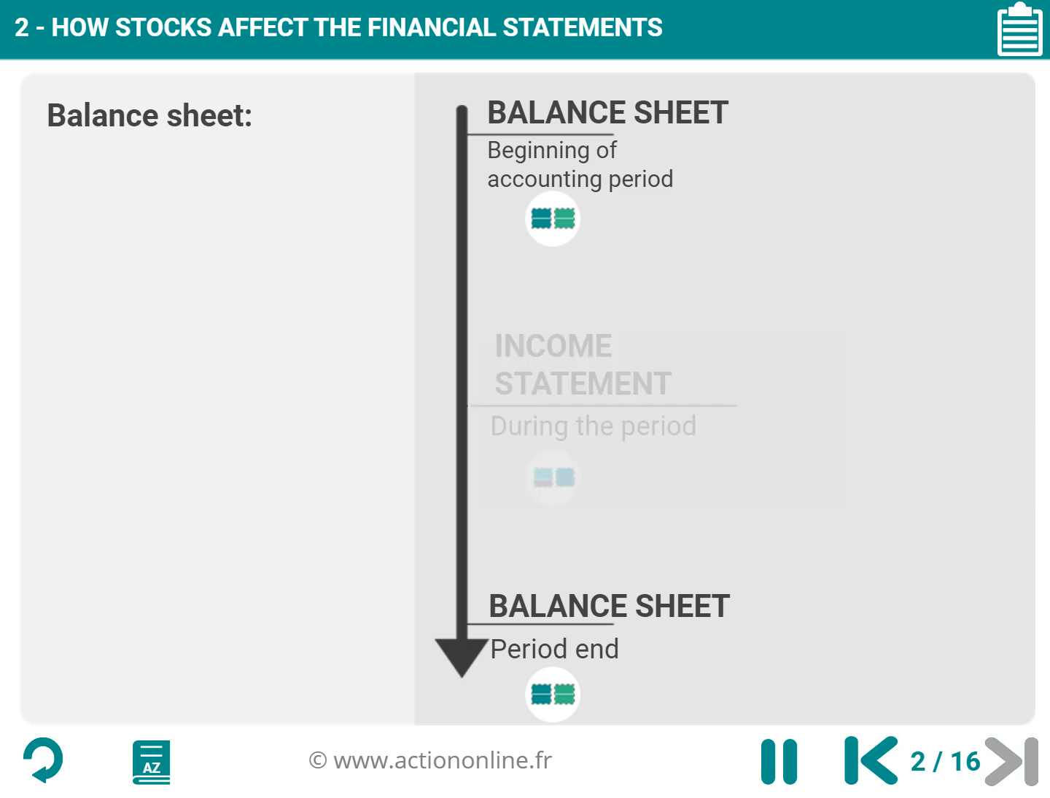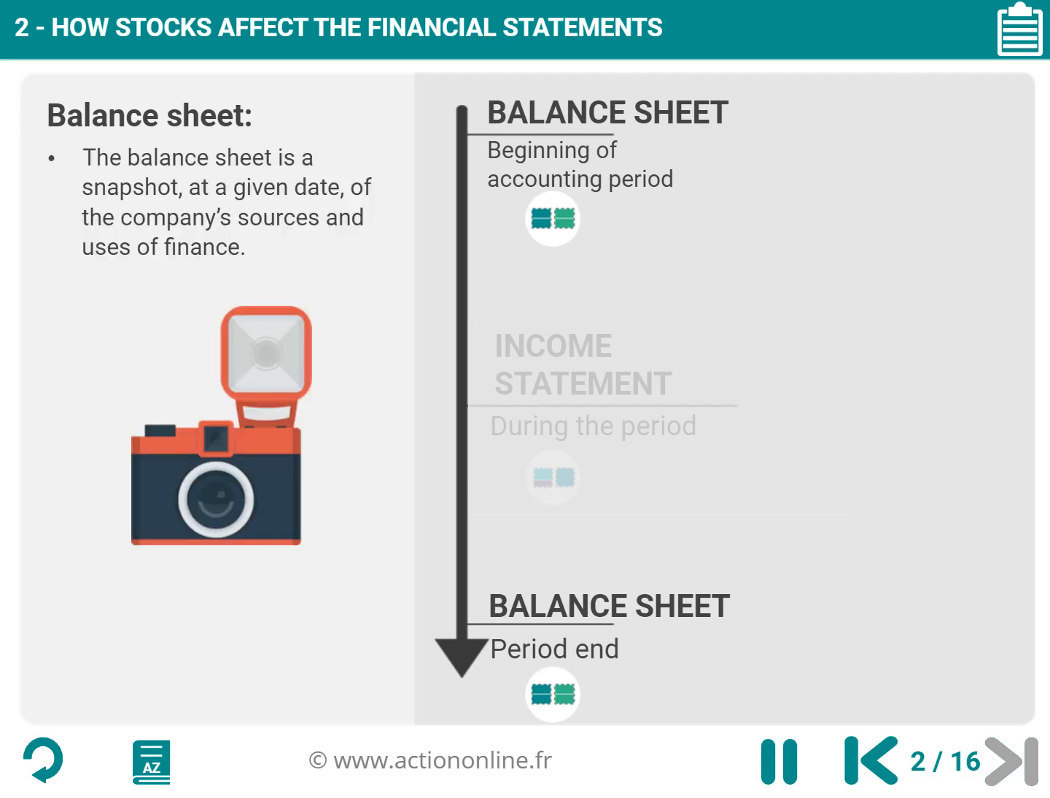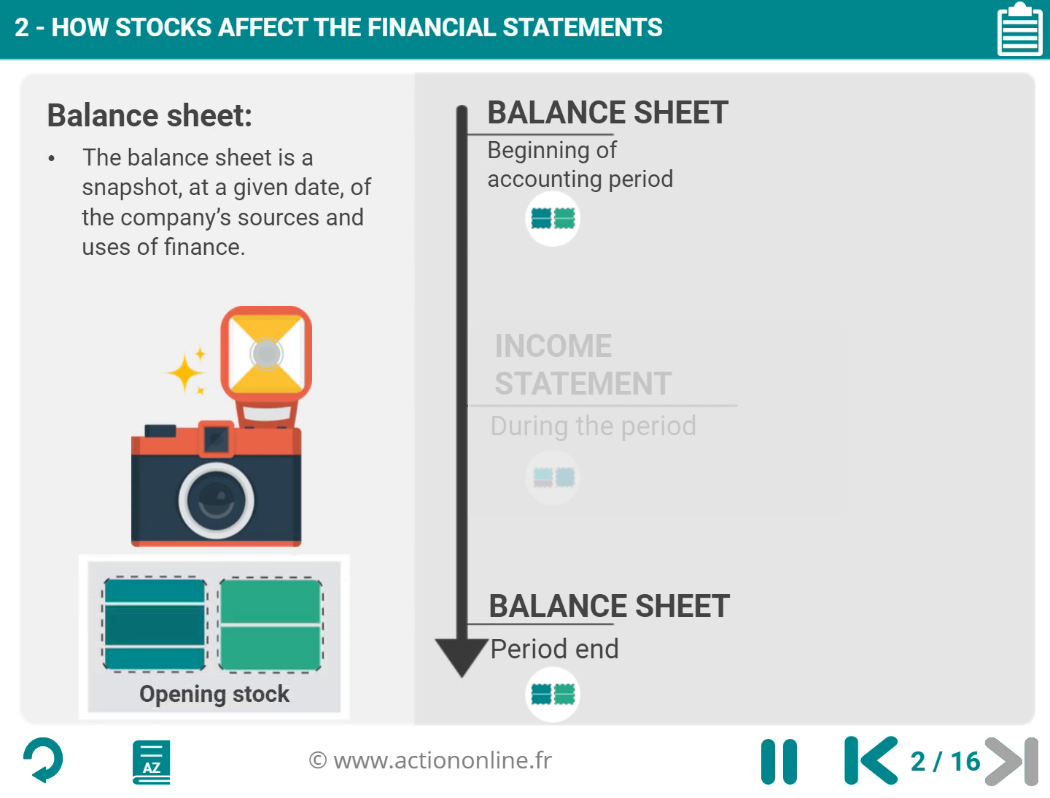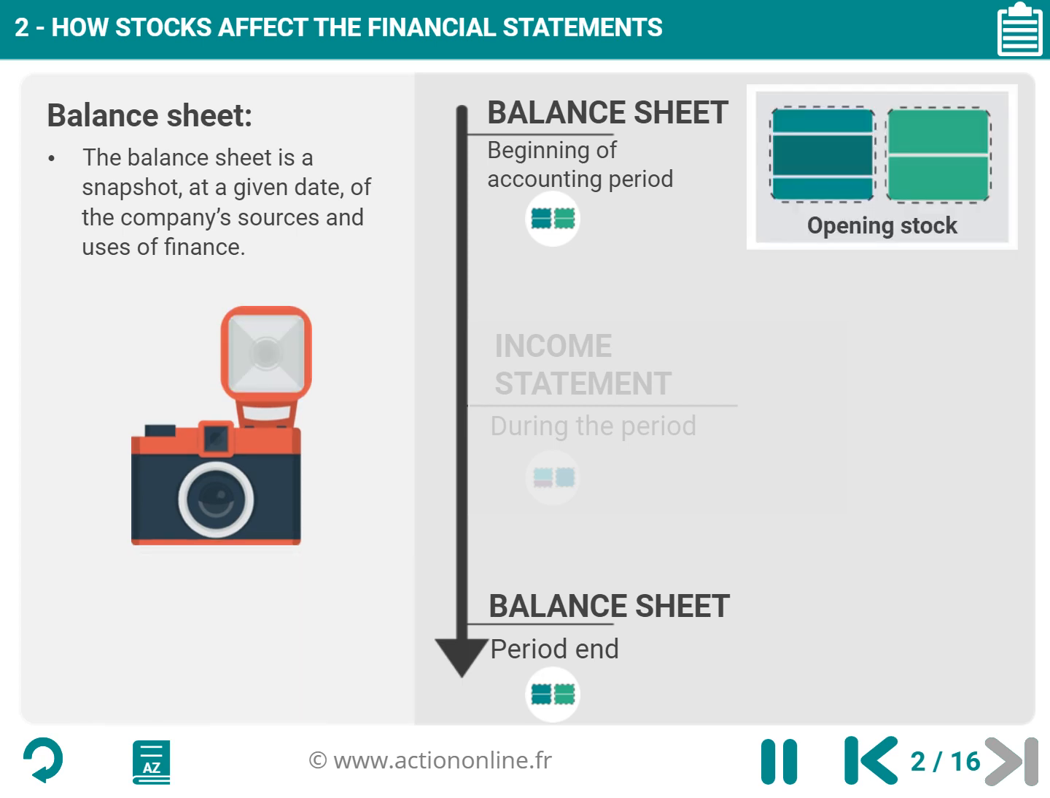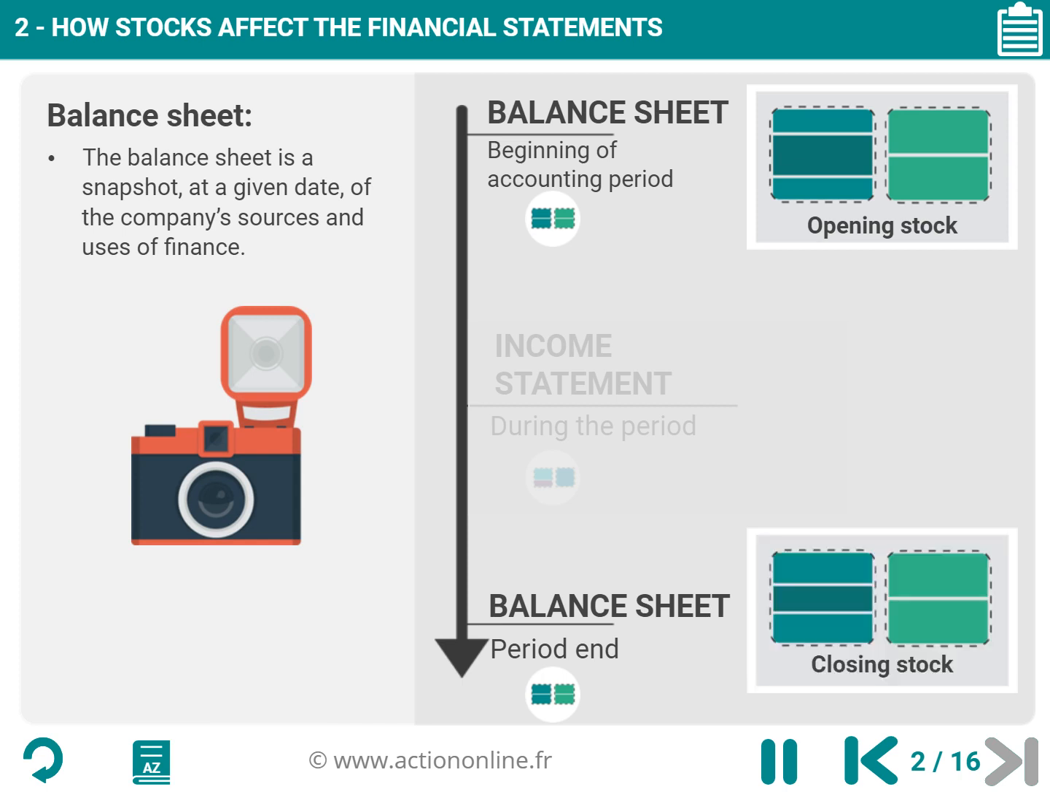To understand how stock affects a company's financial statements, we need to remember the following points. The balance sheet is a snapshot at a given date of the company's sources and uses of finance. The impact of stock on the balance sheet is therefore visible at the end of each accounting period, when we calculate the new stock during the period-end inventory process. We substitute the new total stock balance, called closing stock, for the previous stock total from the beginning of the accounting period, called opening stock.